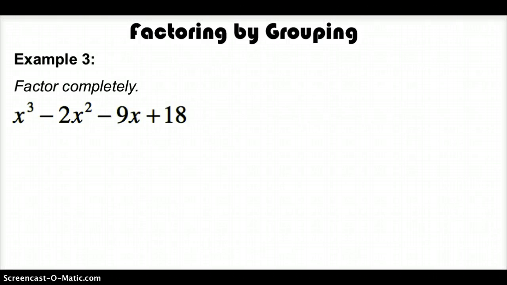Here are a couple more examples of factoring by grouping. Again, we always go through this little checklist. We look and see if we can take out a GCF. In this case, not all of them have an x term. Not all of them have a factor besides one that we can take out. So we did our due diligence there, and we can't take anything out.